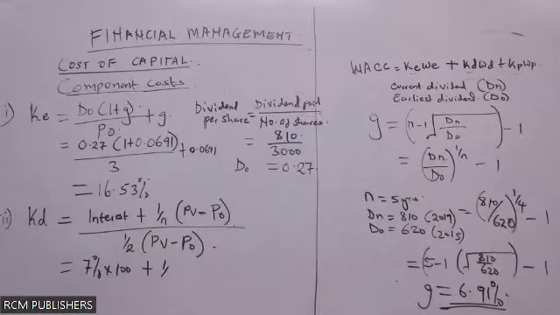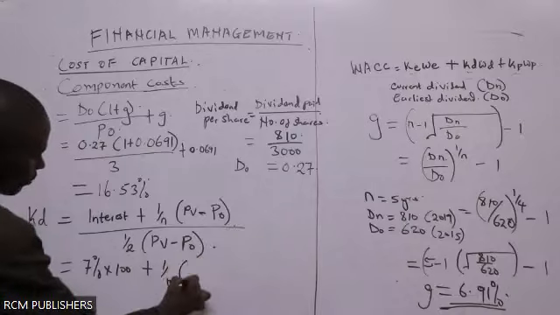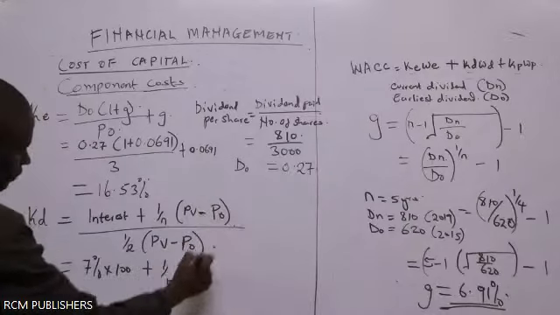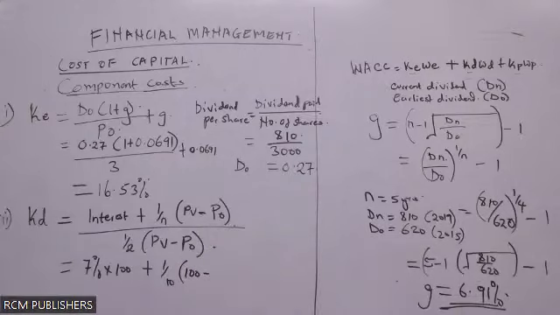What is my n? Very fast. What is our n? 10 years. Thank you. Then remember, you have to multiply by the difference. My par value is 100, and then what is my market value? What market value have we been given? Is it 77.1? Yeah, 77.1.